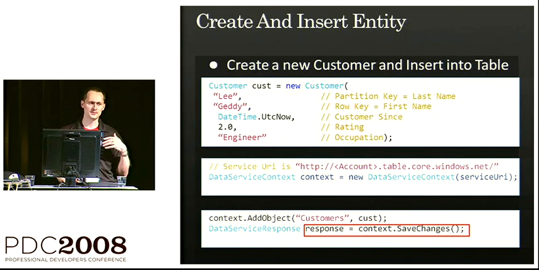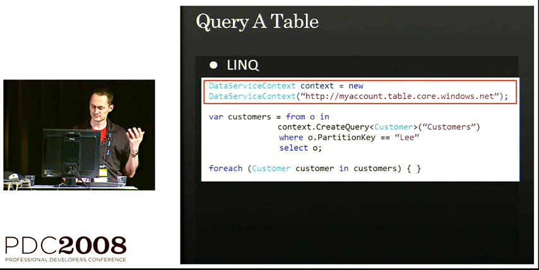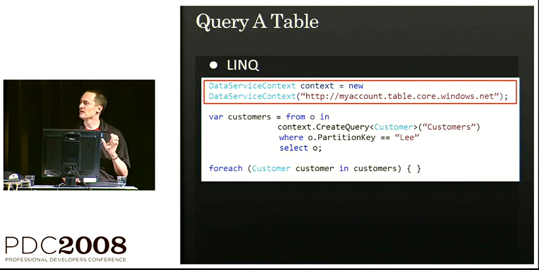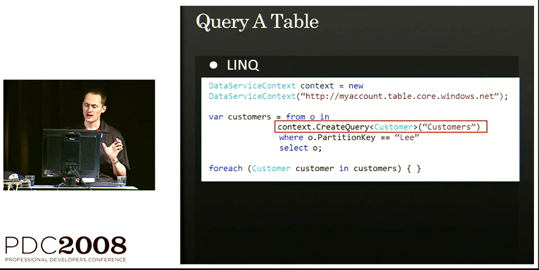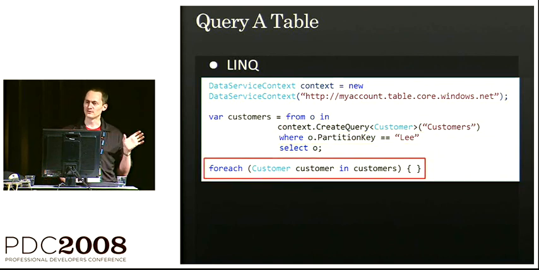Okay, now that we've actually put some customers into our customers table, I want to show querying over that table using LINQ. So here again, we need to have our data service context, and this time I used my account as the account name. And then we're going to use LINQ to query over the table. We're going to say, from the customers table, retrieve all the entities and all the properties for the entities where the partition key equals Lee. So this will retrieve all the entities that have partition key equal to Lee once we do the for each statement. So when you do the for each, that will send the query to the store, retrieve back the set of entities, and then you can enumerate over those entities.